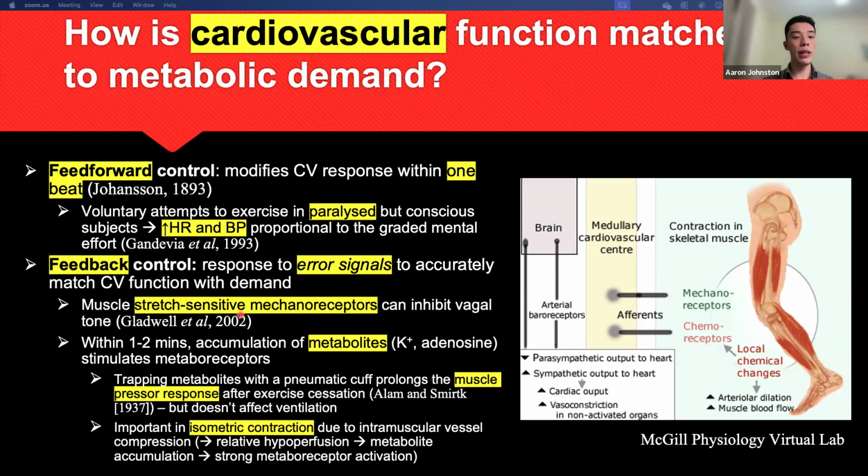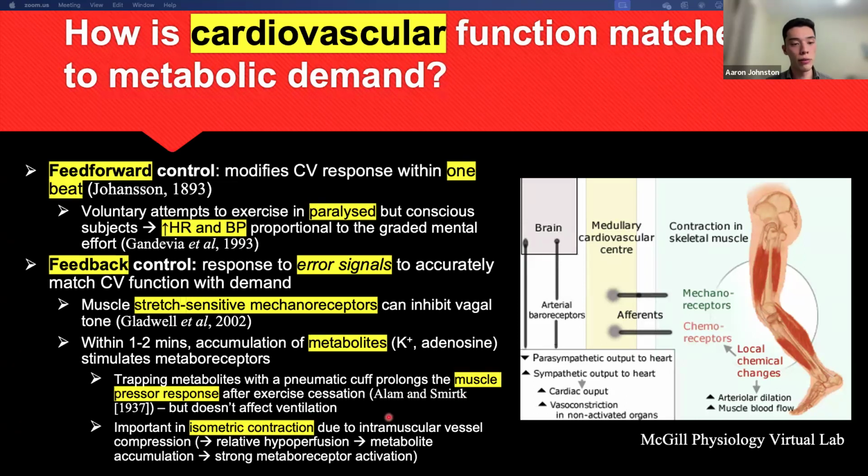And then feedback mechanisms. Again, we've got stretch-sensitive mechanoreceptors in the muscles, which can inhibit vagal tone. And if we inhibit vagal tone, this leads to an increase in heart rate. And also, as exercise progresses, this leads to the accumulation of metabolites locally, for example, potassium, adenosine, which can stimulate your metaboreceptors. And again, similar to the ventilation, if you apply a pneumatic cuff, so basically stop the washing out of these metabolites after stopping exercise, this can prolong the muscle pressure response, so the increase in blood pressure.